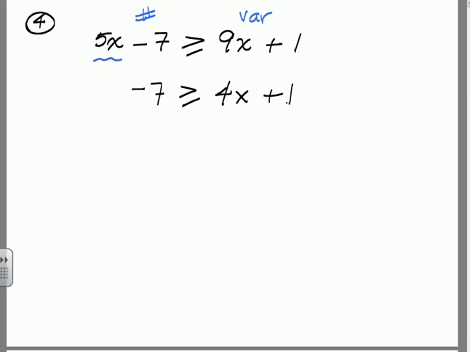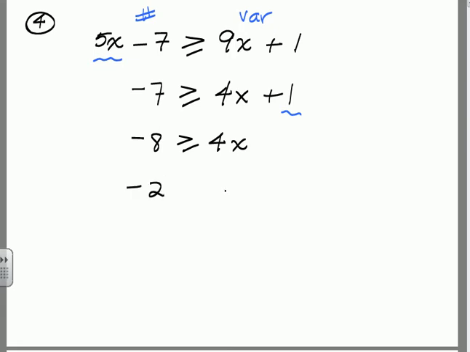Okay. Then we're going to get all the numbers on the other side, so that means our little 1 here is out of place. So what do we want to do to get rid of it? We're going to subtract 1 from both sides, which would yield a negative 8 greater than or equal to 4x. Okay, we're almost there. We want x all by itself. What's in the way? That 4. So what are we going to do? Divide both sides by 4.